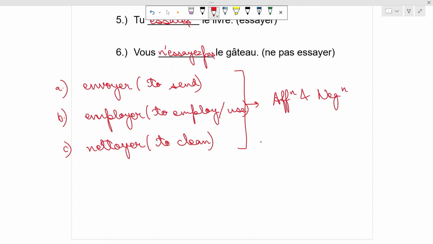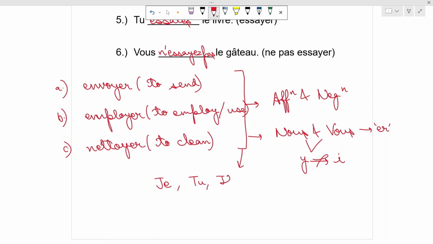Remember that in nous and vous form, we have to conjugate it in the same manner as we did for the er ending verbs. That is, y will not change into i in these verbs, in these conjugations. However, y will change into i when we do the conjugation of these subject pronouns. That is, y will change into i.